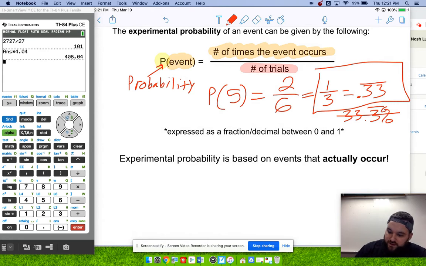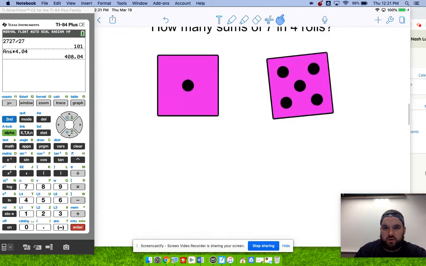So 0 is the lowest a probability can be. That's something that can't occur. And a probability of 1 means something that's guaranteed to occur. Again, experimental probabilities are for events that actually happened. So that's a quick introduction to probability.